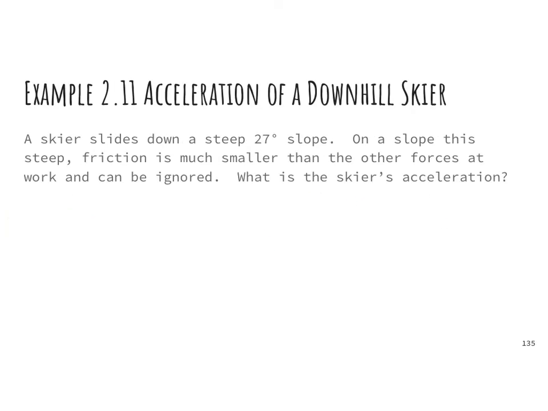All right, so we got another example problem. A skier slides down a steep 27-degree slope. On a slope this steep, friction is much smaller than other forces at work and can be ignored. So there is no friction. What is the skier's acceleration? Let me sketch this out real quick. That's not a great 27 degrees, but what the heck. All right, 27-degree slope. The person's going down it.